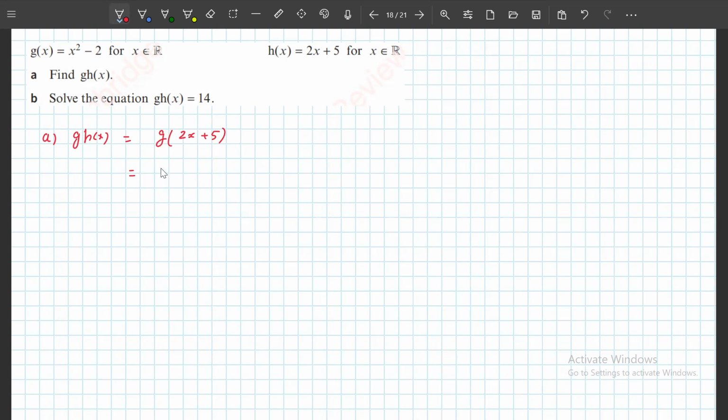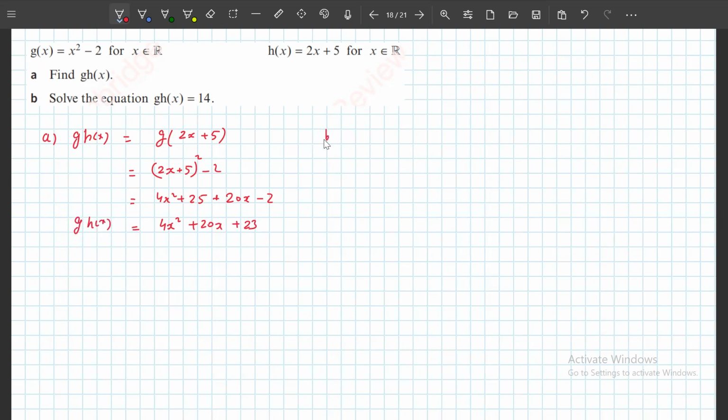So in place of x, now I will replace (2x plus 5) whole squared minus 2 and then try to simplify, which is equal to 4x squared plus 25 plus 2ab, that gives me 20x, minus 2. We can simplify more. We can say that 4x squared plus 20x plus 23. So this is gh of x.